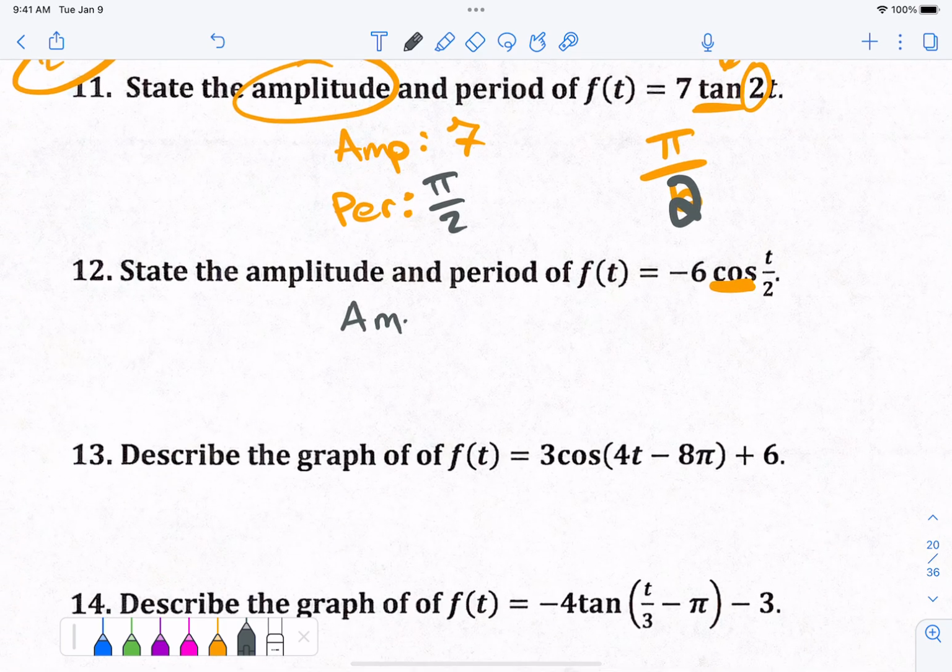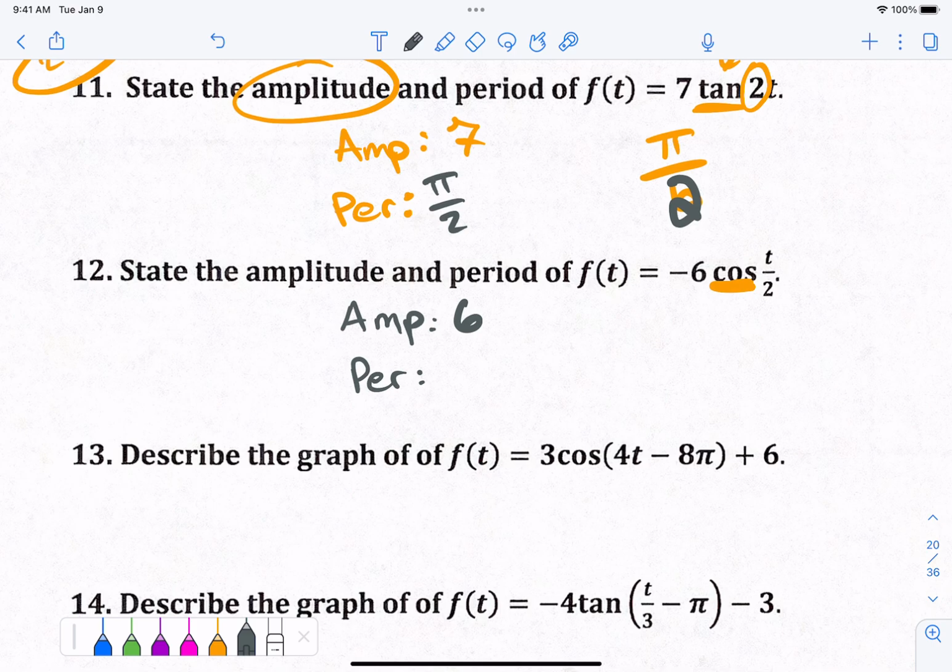Number 12, amplitude and period. This is for cosine. What's the amplitude? 6. Only 6. I didn't hear anybody say negative. I'm going to count off points. Not the whole thing wrong, but I will take off points. I will be picky. Amplitude is never negative.